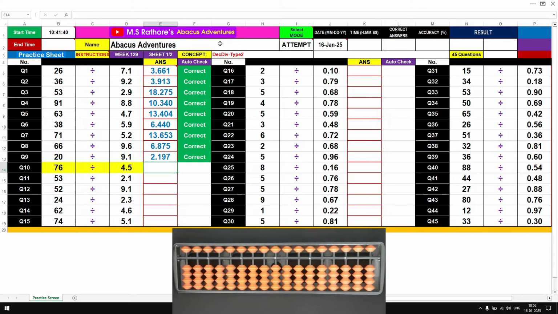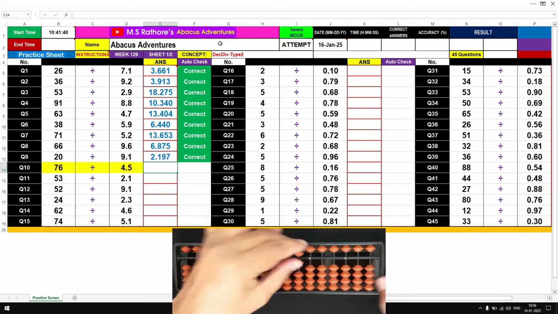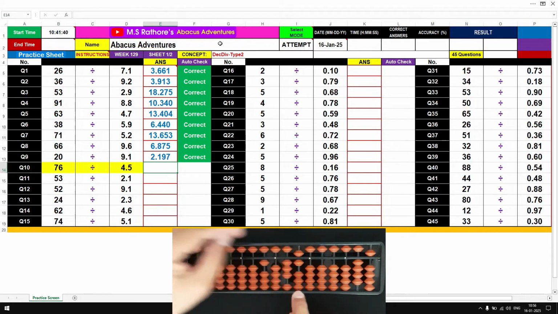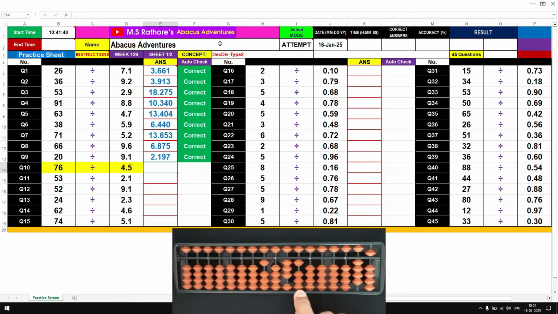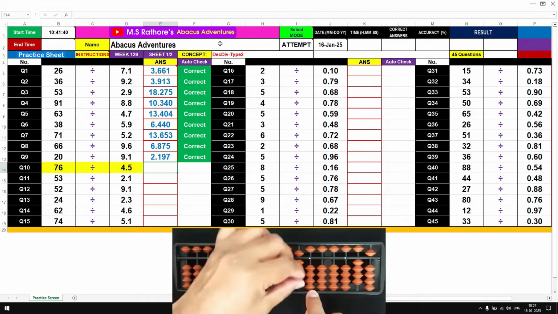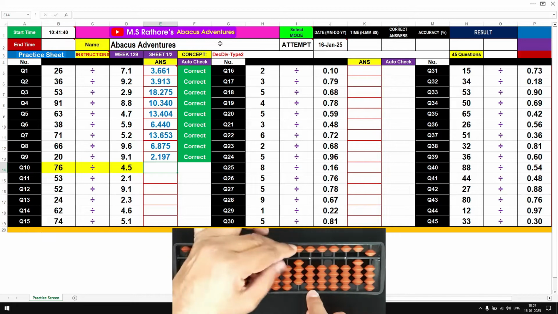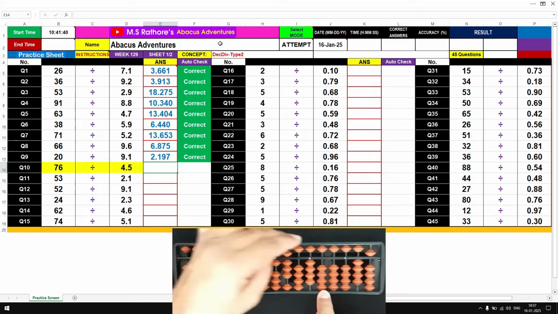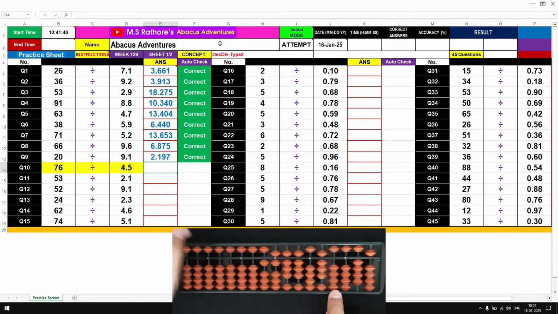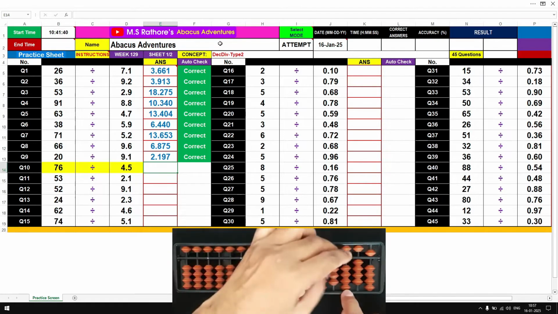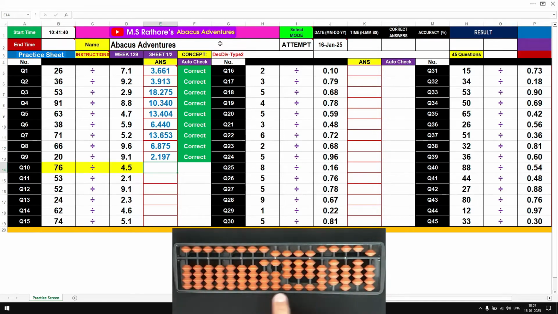Question number 10, 76 divided by 4.5, 76 divided by 45, my finger is below 7, 4 1s are minus 4, shifted, 5 1s are minus 5, new round, 4 6s are 24, shifted, 5 6s are 30, new round, 4 8s are 32, shifted, 5 8s are 40, and so on. Let's stop here and take the answer as 16.888.